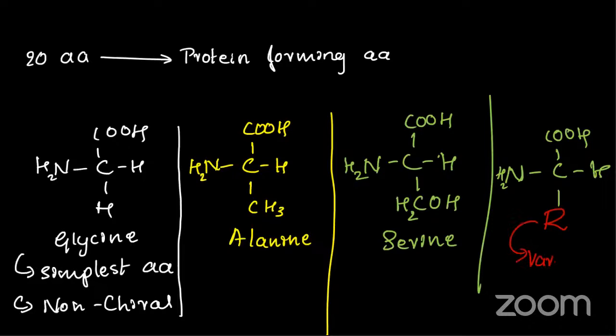Why is it a variable group? The change in the variable group gives rise to different kinds of amino acids, and the change in the variable group gives different properties to the amino acid. If I take an example, alanine is a non-polar amino acid. But if you come to serine, it is a polar amino acid. Remember the upper structures are the same in both, but the variable group is changing the property of the amino acids.